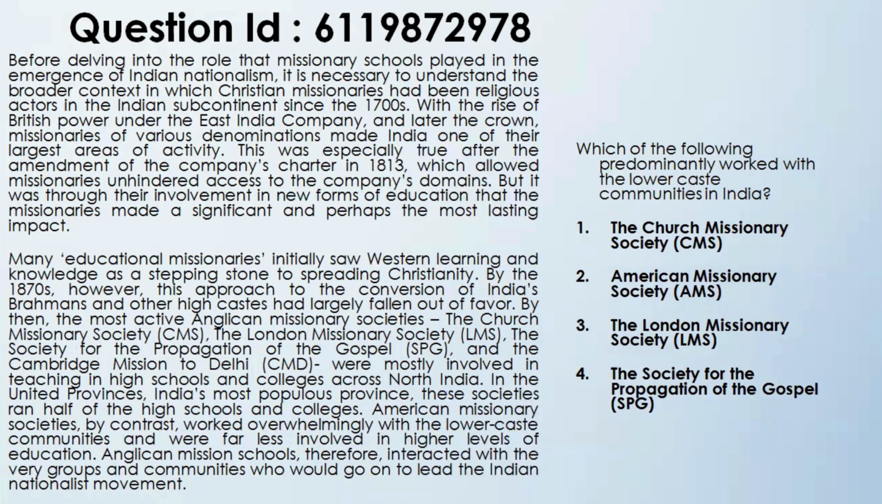The next question on the passage, which of the following predominantly work with lower caste communities in India? The Church Missionary Society CMS, the American Missionary Society AMS, the London Missionary Society LMS, or the Society for the Propagation of the Gospel SPG. Look for the keyword lower caste communities in India in the passage and you'll find the answer right there. Yes, the correct answer is American Missionary Society AMS.